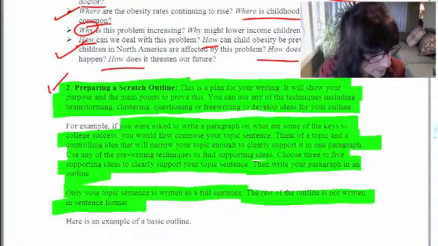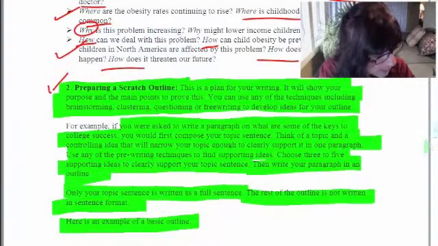It's in point form. Now, I've given you an example of a basic outline, but I must say that there are many different types of outlines. And at some point soon, I plan to have another video that will help you learn the different types of outlines. This is a very simple one.